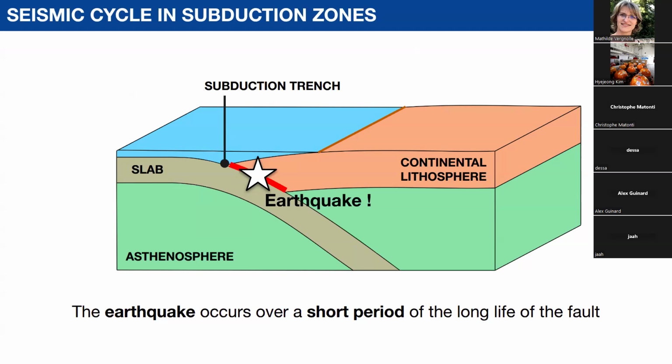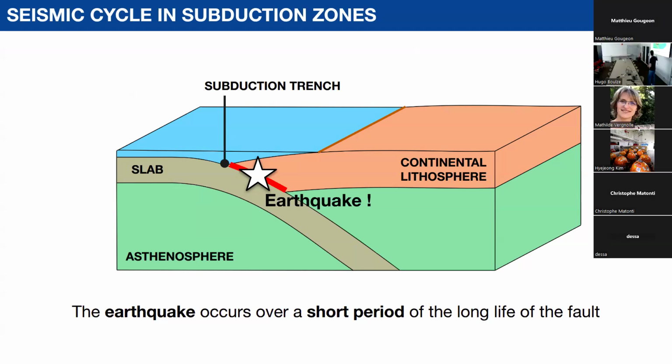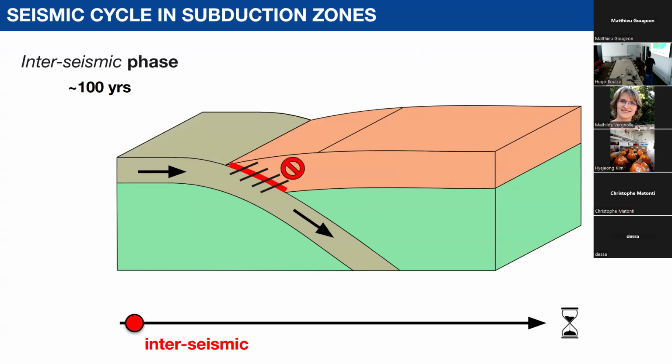The two lithospheres lie above the asthenosphere, the shallower part of the upper mantle. And in between, because these two plates are locked, you have big earthquakes. But the earthquake that occurs here represents only a short period of the life of the fault, and we can divide this life into three different parts.